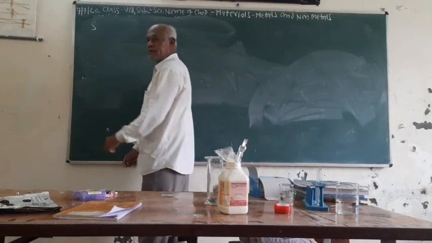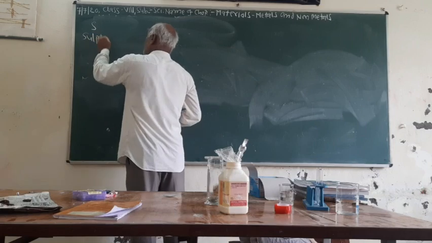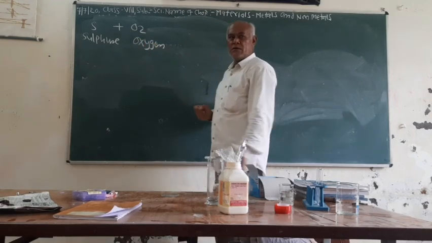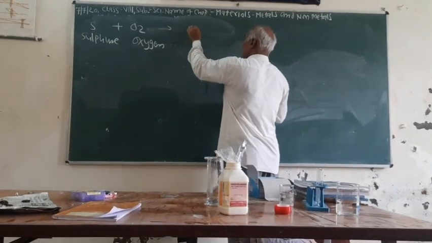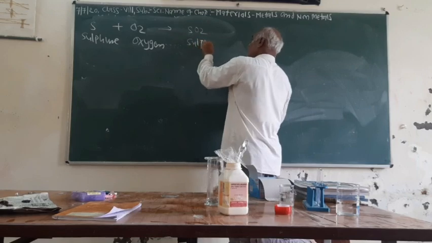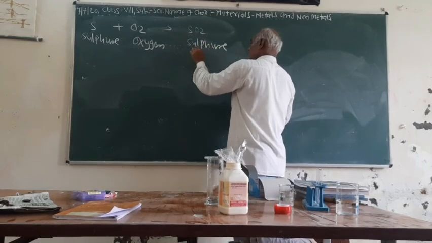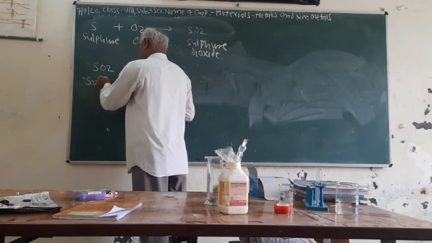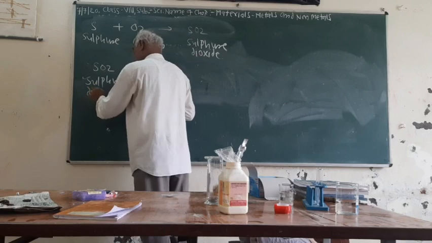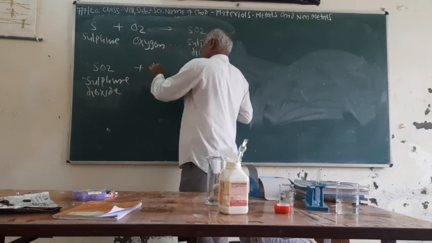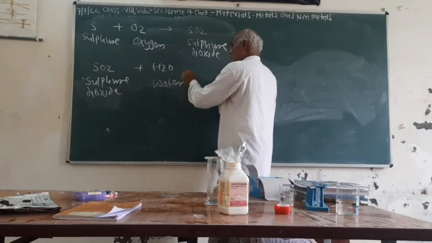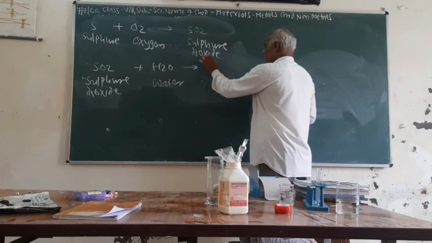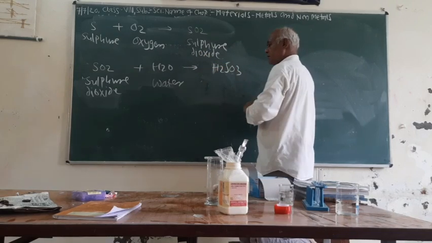This is the symbol of sulfur. It reacts with oxygen. This is atmospheric oxygen. It produces white color gas. This is sulfur dioxide. If this sulfur dioxide gas is dissolved in water in the gas jar, it turns into sulfurous acid, that is H2SO3.